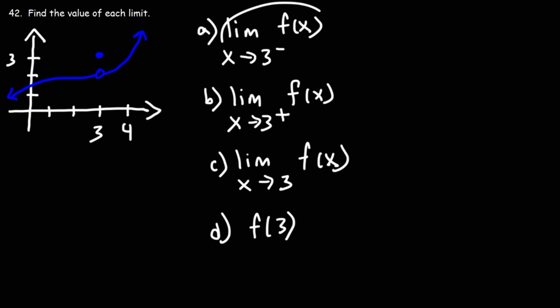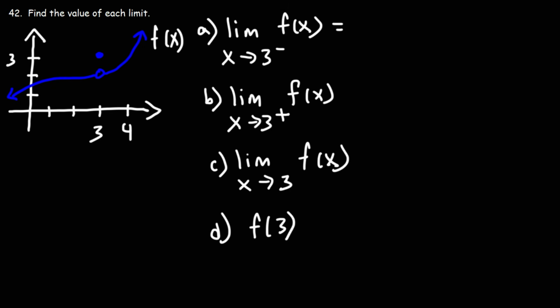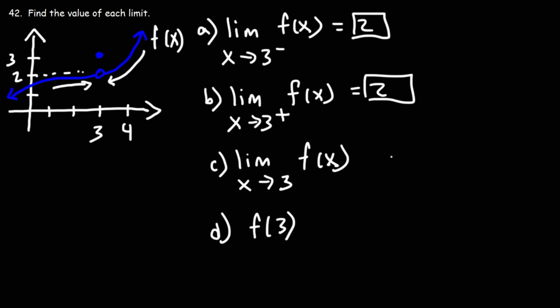Now let's evaluate the one-sided limits. What is the limit as x approaches 3 from the left of f of x? And this blue graph is f of x, by the way. So as we follow the curve towards x equals 3 from the left side, we can see we approach a y value of 2. And as we follow the curve from the right side, the y value is still 2. So both the left side and the right sided limits, they converge to the same point. Therefore, the limit as x approaches 3 from either side is 2.